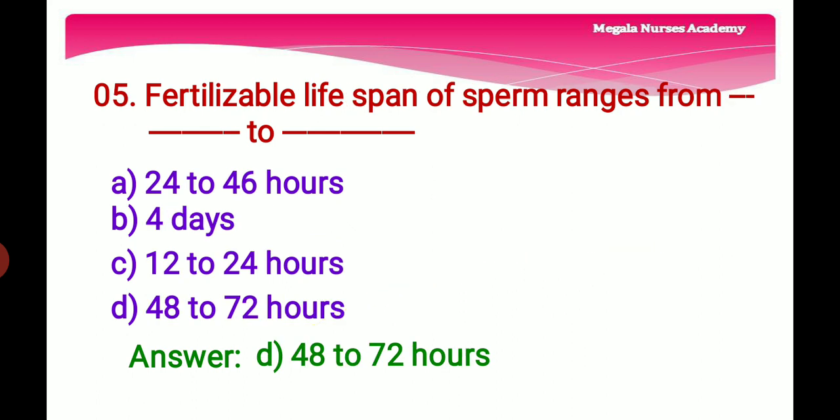Fifth question, fertilizable lifespan of sperm ranges from dash to dash. Option A, 24 to 46 hours. Option B, 4 days. Option C, 12 to 24 hours. Option D, 48 to 72 hours. The right answer is option D, 48 to 72 hours. Because the fertilizable lifespan of the human spermatozoa is around 48 to 72 hours. So the right answer is option D, 48 to 72 hours.